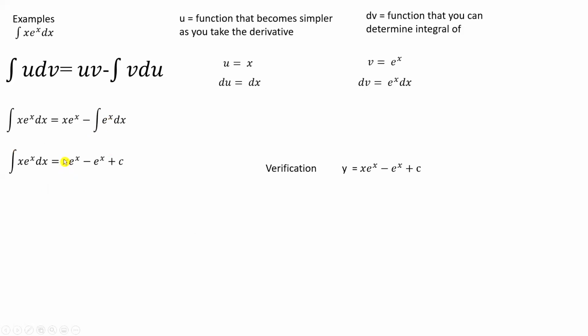If we take x e to the x minus e to the x plus c as our original function, and take the derivative, this will be a product rule: derivative of first times second plus first times derivative of second, minus the derivative of e to the x and the derivative of c. These e to the x will eliminate each other, and we'll end up with x e to the x, which is what we were trying to integrate. So this is the antiderivative of x e to the x. So we know this works. Still looks a little bit like magic, but we'll get better at it.